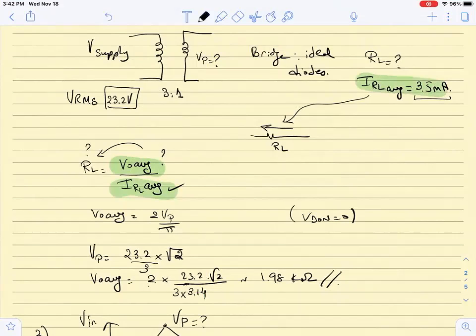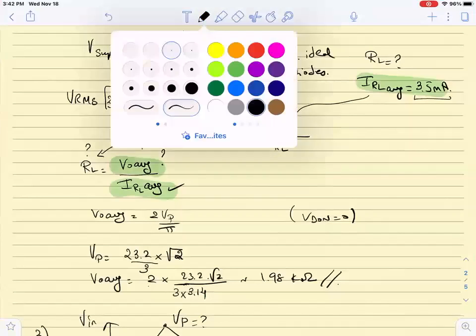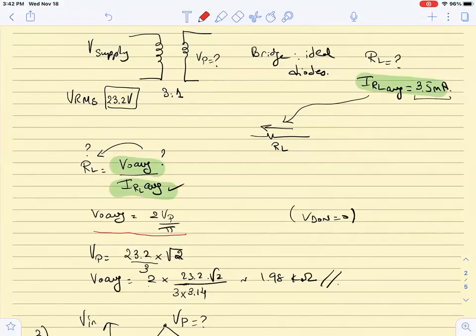Okay, so in order to know VO average, we know that VO average is equal to 2 V peak over pi, and V peak is the voltage across the secondary winding of the transformer. Therefore we can find Vp by saying it is V supply max, so V peak equals V supply max times 1/3, which is the ratio, since it is 3:1, over 3.